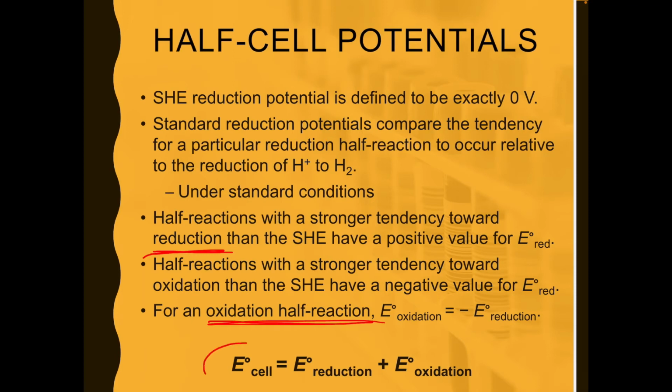So this is an important equation down at the bottom. When we are solving for our cell potential, okay, it's always going to be the reduction potential plus the oxidation potential.